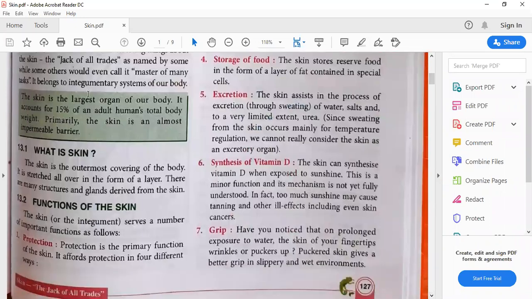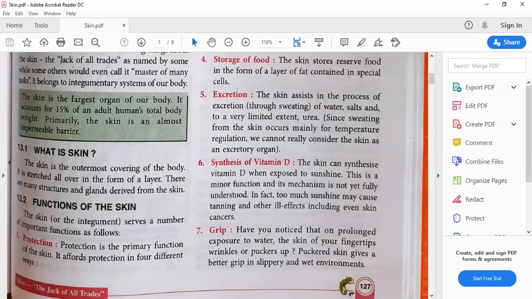So, skin is, first of all, the largest organ of our body. It accounts for 50% of an adult human's total body weight. Okay, so it's an impermeable barrier, मतलब it cannot pass through इतना easily, like the big things cannot come out of the skin. The skin is the outermost covering, and there are many structures and glands derived from the skin. So majorly we are going to discuss the functions of the skin.